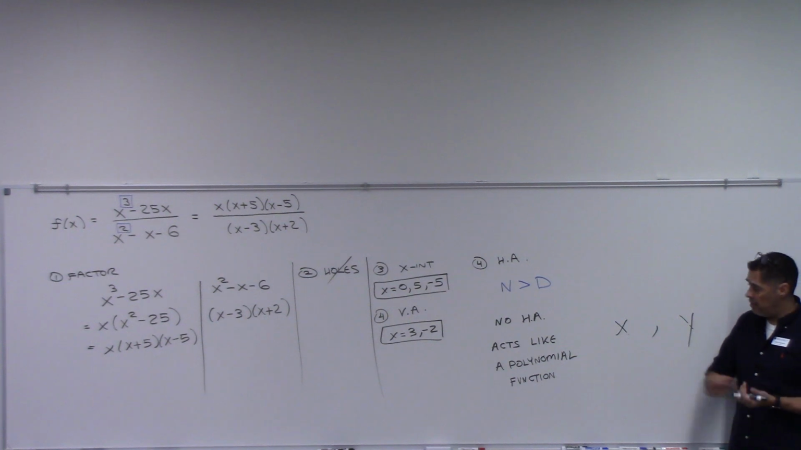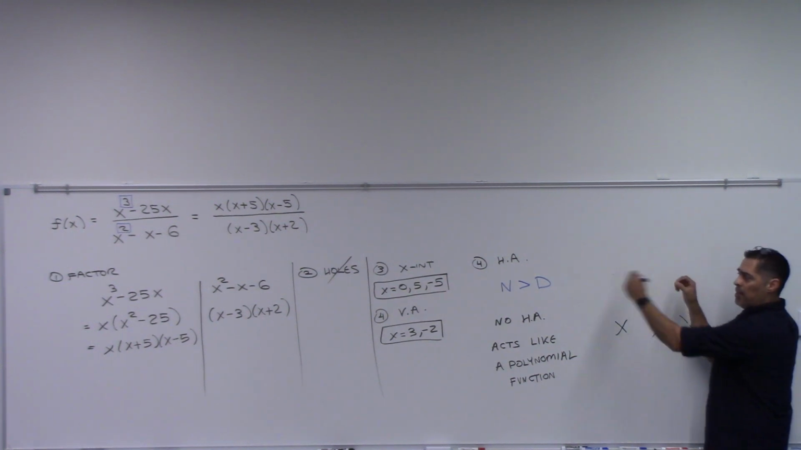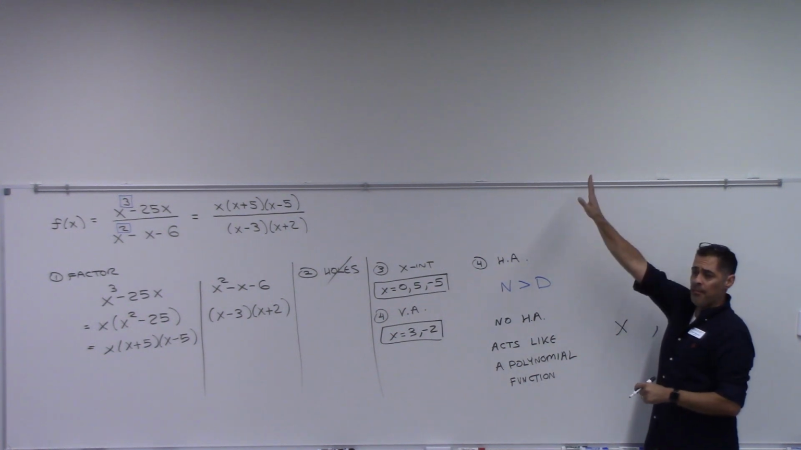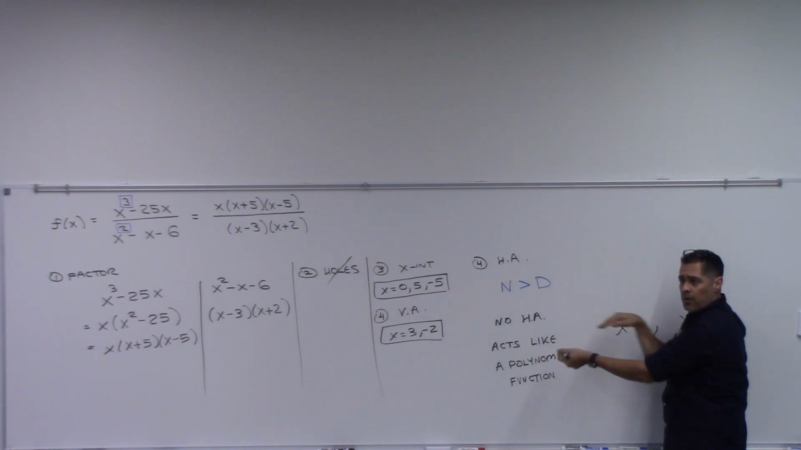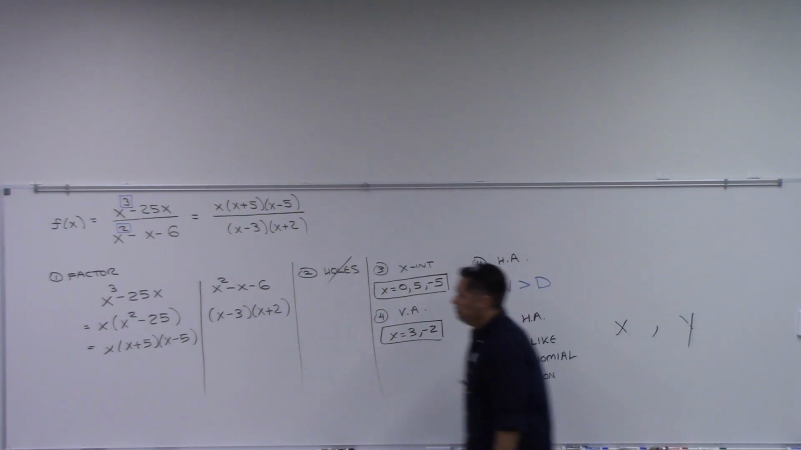All we're going to do to figure this out is just use our test point. If our test point winds up being above, then we know it goes up. If our test point is down, we're going to go down. All right? Okay, let's do it.